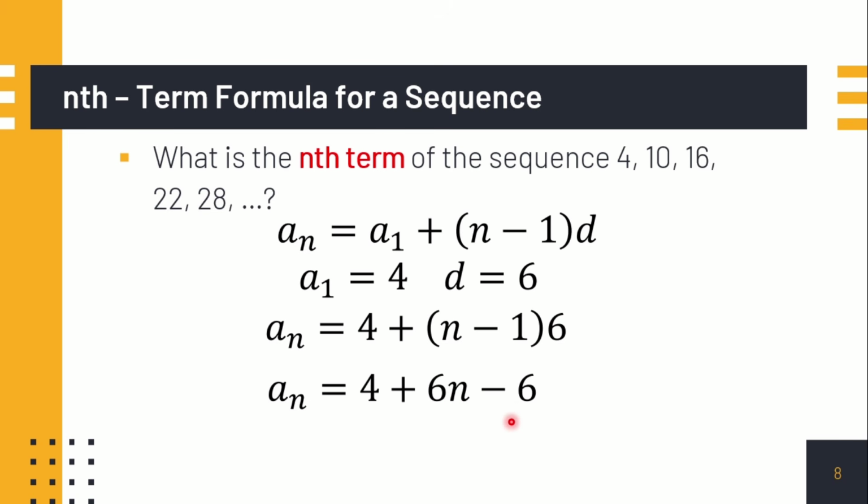And then combine similar terms. Since si 6n, wala namang kaparehas o kasamang may n, so copy 6n. And then si 4 minus 6, pagsamahin natin. So, 4 minus 6, that is negative 2. Therefore, the nth term of the sequence 4, 10, 16, 22, and 28 is 6n minus 2.